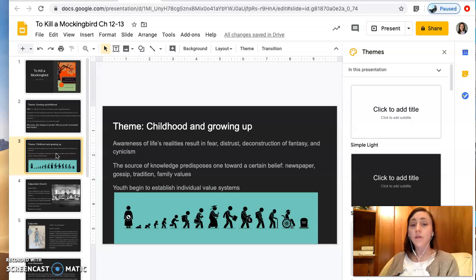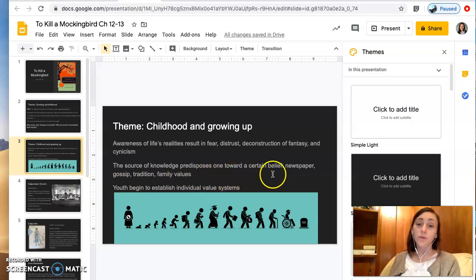Going along with that theme, it depends on where you get this information, how you end up processing it, whether it becomes fear, whether it becomes pride, whether it becomes cynical. In the previous quote, we saw that Scout was observing that Jem was reading the newspaper. So the source of the knowledge predisposes an individual toward a certain belief. Whether it's the newspaper, the town gossip, tradition, or family values that shaped the person, when a person becomes aware for the first time, it opens their eyes and they can no longer maintain that innocence.